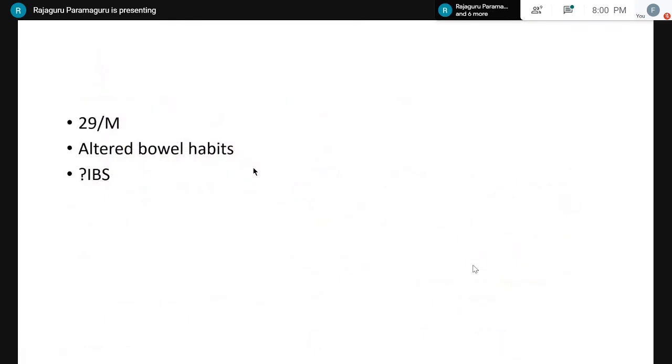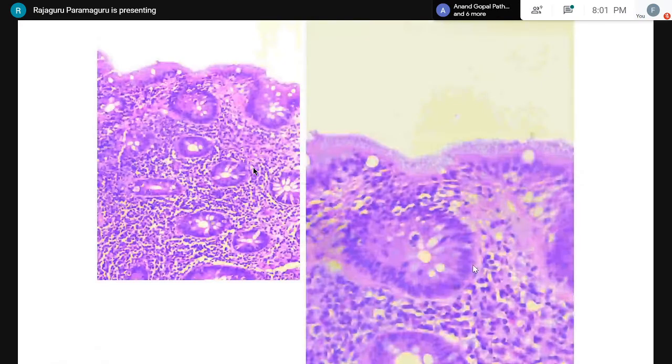So going on to the next case, 29-year-old male with altered bowel habits. The clinical diagnosis was irritable bowel syndrome, and random colonoscopic biopsies were performed. And what you find here, the crypts are all fine. The surface epithelium is okay, and there is nothing here. This is normal collagen. Inflammatory cells are okay. There's no increase. Architecture is okay. There's nothing much going on here.